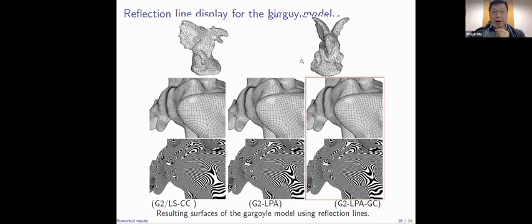So here is another example. I also want to mention specifically that for this column, it's produced using the Loop and Schaffer scheme using a Catmull-Clark subdivision. These two schemes, I think this is the final scheme with ARPA subdivision with geometry consistency, but this one without.